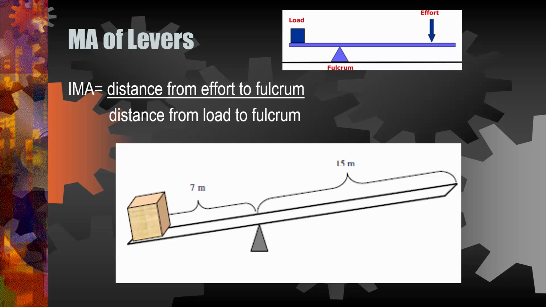So the first one we're going to look at is levers, or levers, whichever way you want to pronounce it. The ideal mechanical advantage is the distance from the effort. Remember, in this case, this would be a first-class lever where we have the fulcrum in the middle, we have the effort on one end, and we have the load on the other end, opposing ends of the fulcrum. This is the fulcrum. Okay, so the distance from the effort to the fulcrum, so in this example it's 15 meters, divided by the distance from the load to the fulcrum, that's 7 meters. So IMA in this case is 15 divided by 7, which is like, what, 2.1.